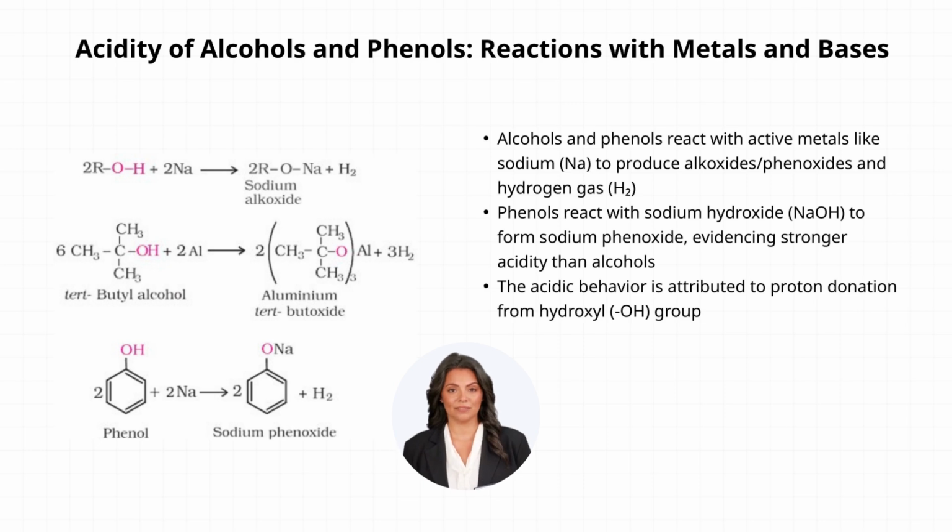Alcohols and phenols, though often considered neutral, exhibit acidic behavior that we can observe through their reactions with active metals and bases. When an alcohol, ROH, reacts with sodium metal, Na, as shown in the first reaction, the acidic hydrogen on the hydroxyl group is replaced, producing sodium alkoxide, RONa, and hydrogen gas, H2. You can imagine bubbles of hydrogen escaping as the reaction proceeds.